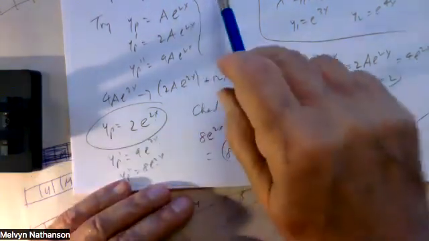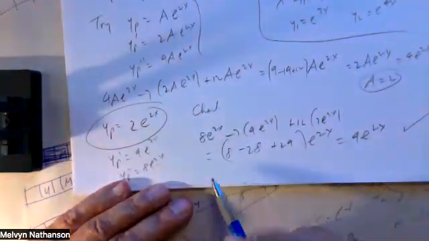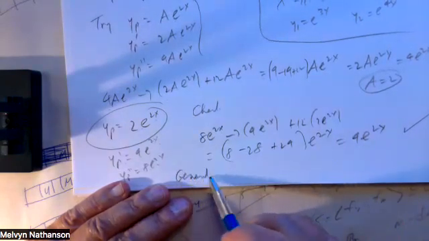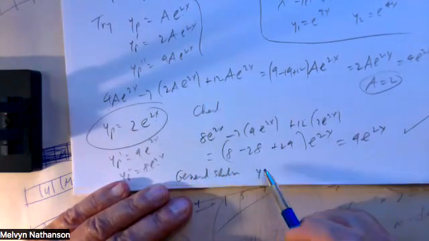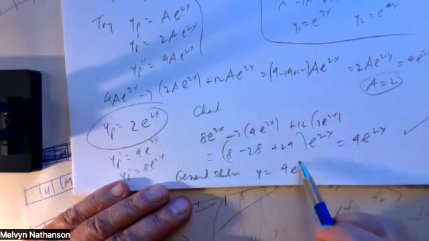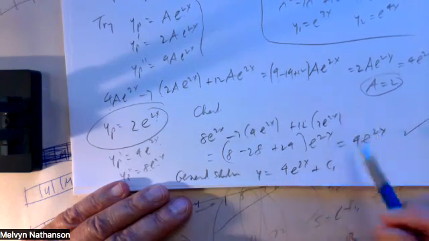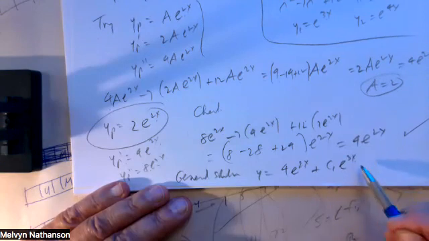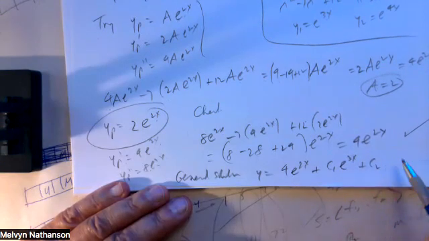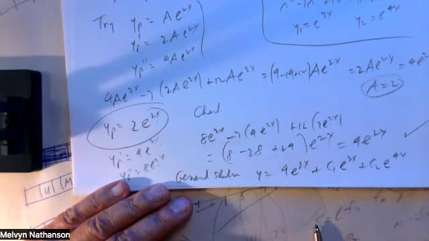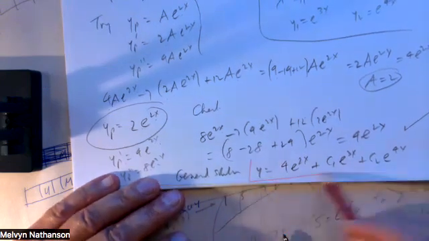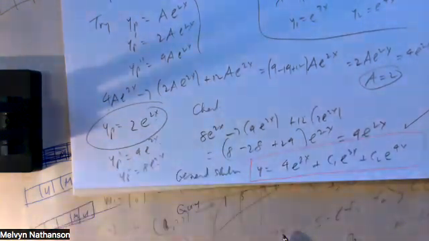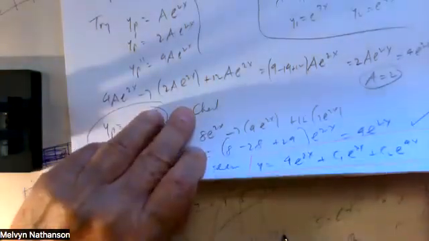So for this differential equation, the general solution is y equals a particular solution plus a linear combination of the fundamental solutions of the homogeneous equation. That's it.